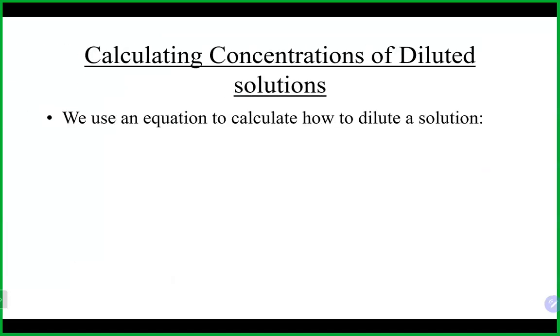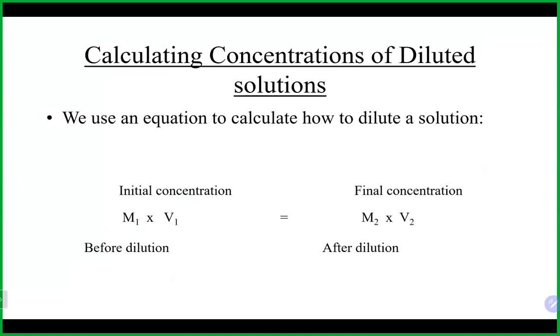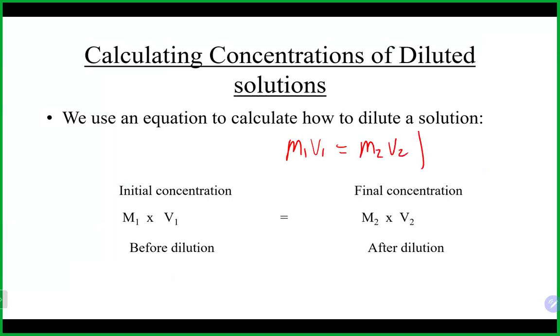So there is an equation for this, and I use it most of the time. Most people use this equation because molarity is the most common unit of concentration, which is M1V1 equals M2V2. This is sometimes referred to as the dilution equation. This is like before the dilution. That is the molarity and volume before you dilute it. This is after you dilute it.